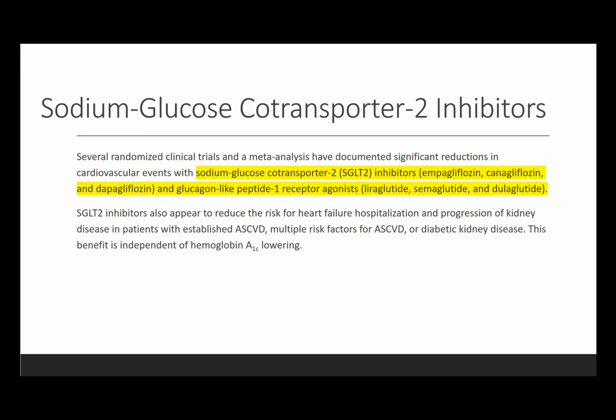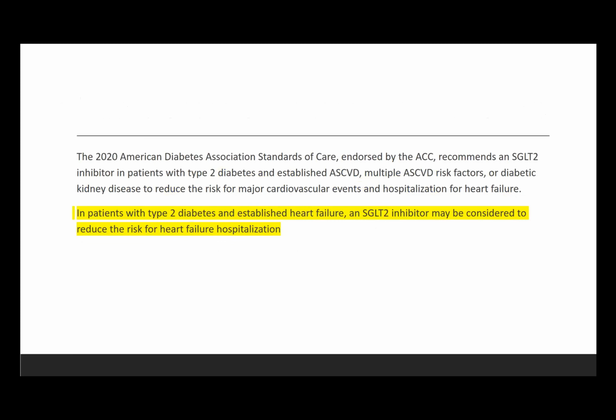The reason for it is more and more studies, and this is an ongoing thing. I think the recommendation first came out last year or 2020, and it was a combined recommendation with the American Diabetes Association, and it was endorsed by ACC, basically saying to initiate in patients to reduce the risk of heart failure hospitalizations.